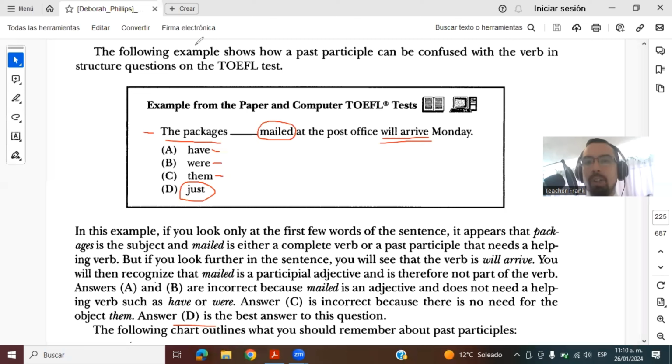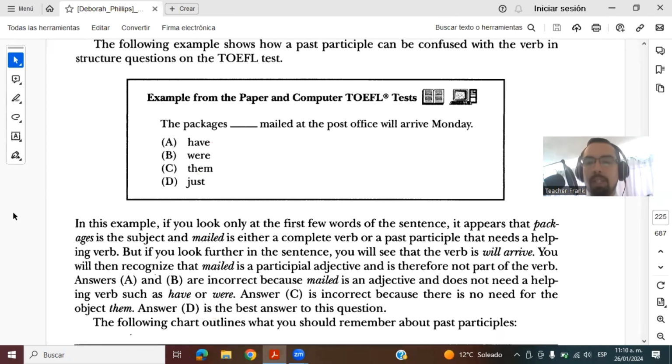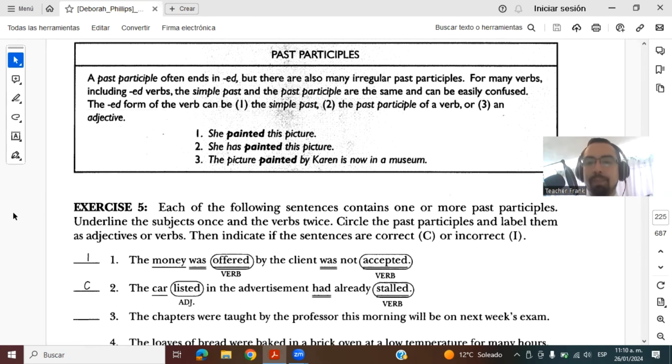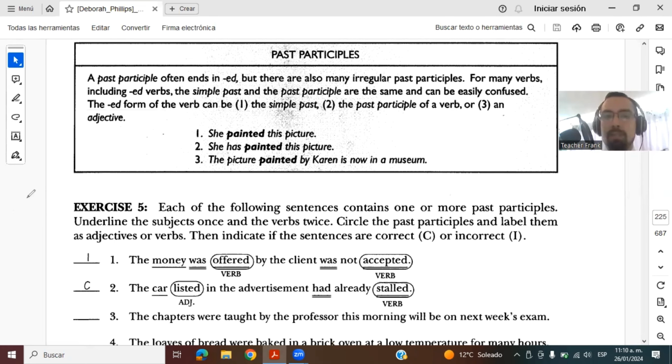Okay, so now we're going to go with the little explanation here. And this explanation is very important because it gives you a new piece of information, right?